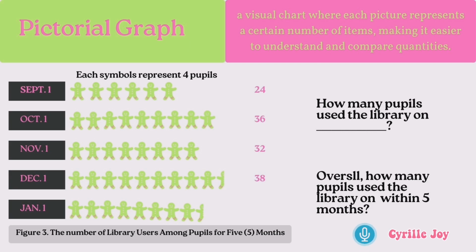And lastly, in January, there are 9 figures, but one figure was also half, which means it will be divided by 2, 4 divided by 2. Overall, the total is 34. Overall, how many pupils used the library within 5 months? The total will be 164.